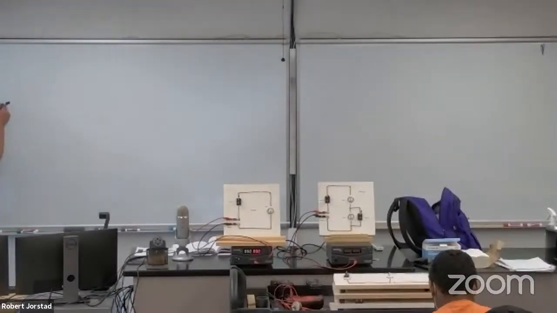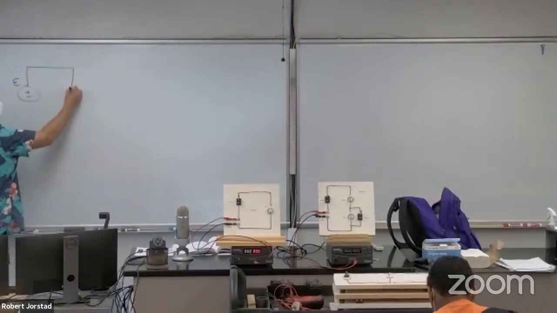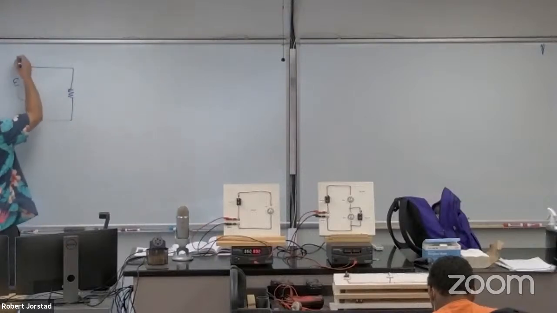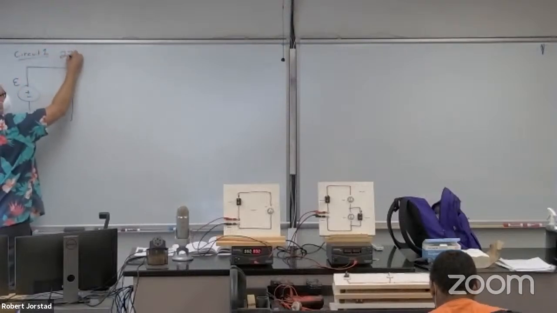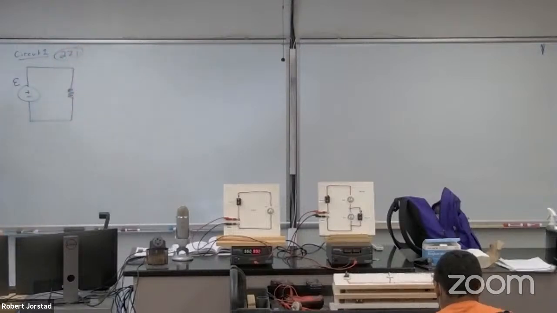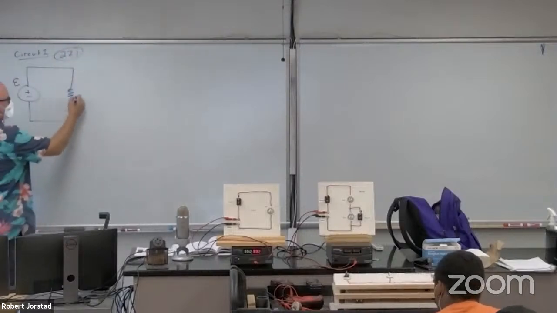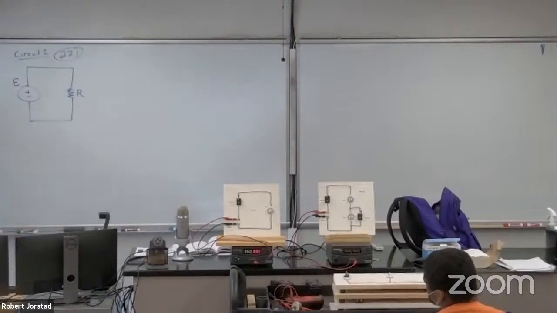Okay, so we have a circuit. I'm getting lazy, so I'm going to draw my batteries like this. This battery has a potential difference E. And there's a light bulb in this circuit, right? I'm going to call this circuit 1. And the problem number is 27.1, if you're looking at that in the book, page 117. There's some resistance here, R.